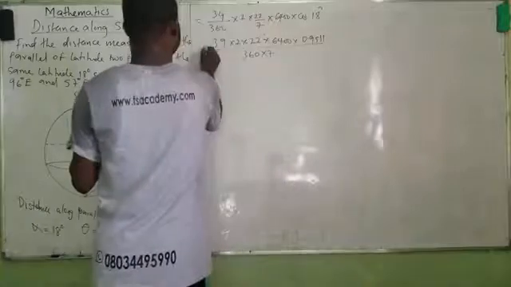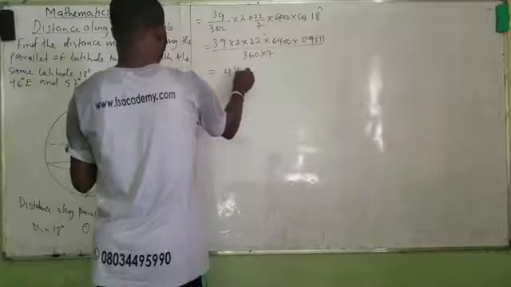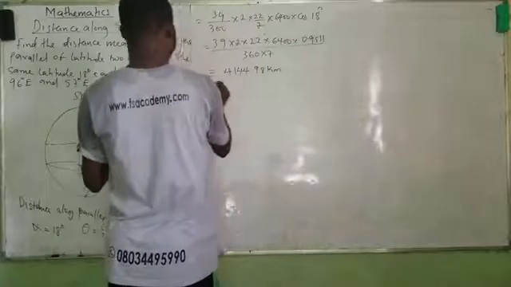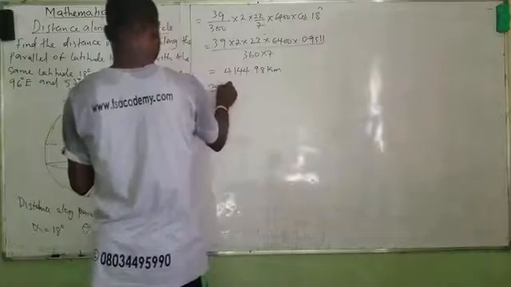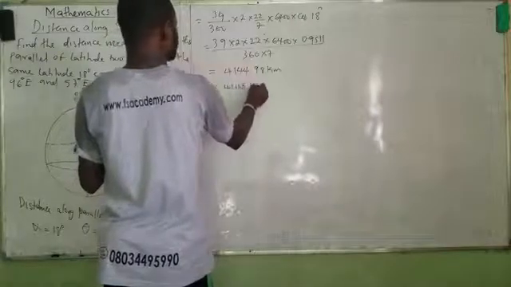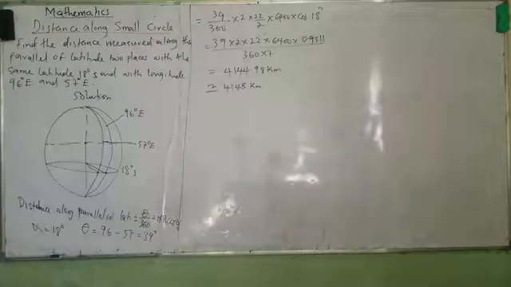By so doing this, I'll be having 4144.98 kilometers, and approximately equals to 4145 kilometers. Approximately equals to that. That is all about that. Can you see? It's very, very simple.